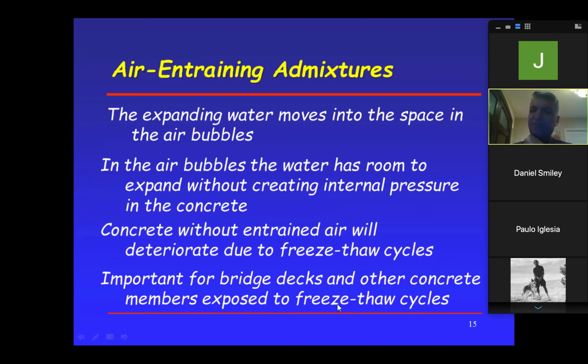We talked about that, right? So when you do bridge decks, they always recommend air entraining concrete. And it's easy, you just blow bubbles in.